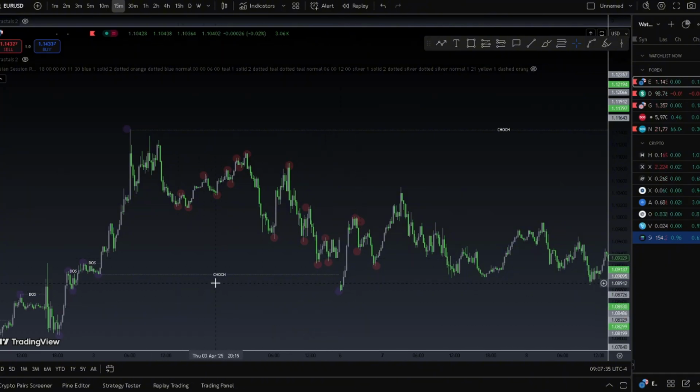So that's where it can get a bit confusing if you're only paying attention to the internal structure. But if you're paying attention to the external, then you'd know once that happens, you can then look for a sell instead of a buy. Because once we're bearish, we're going to be looking for sells. When we're bullish, we're going to be looking for buys.